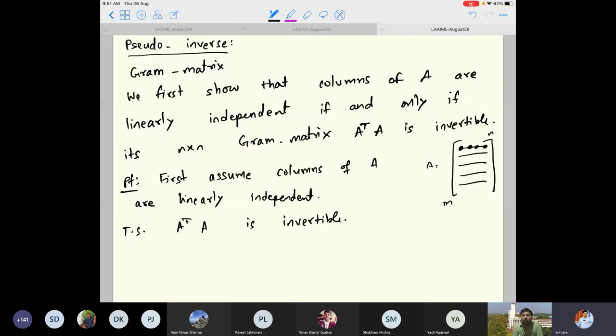So what I'm going to show here to prove invertibility of this square matrix A transpose A is that the columns of A transpose A are also linearly independent. Will that suffice? Do you agree it will suffice if I show the columns of A transpose A are linearly independent? Then I will have shown that the matrix is invertible. Is that okay? Do you agree?